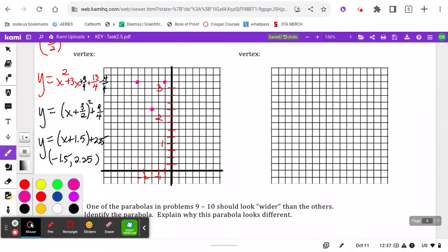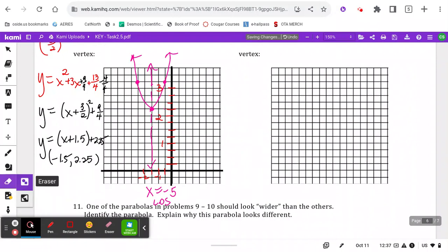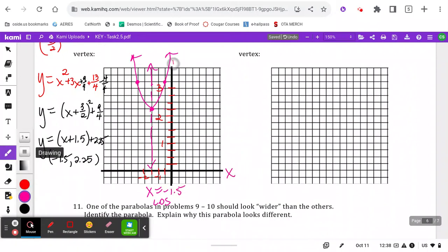But be careful of your scaling. Do you want to scale by quarters so that you can make it land on corners? Or would you rather just make it work in between lines the way we normally do? Your line of symmetry is going to go through negative 1.5. Anyways, just an alternative way of graphing. If you graphed it by ones, you're totally fine.